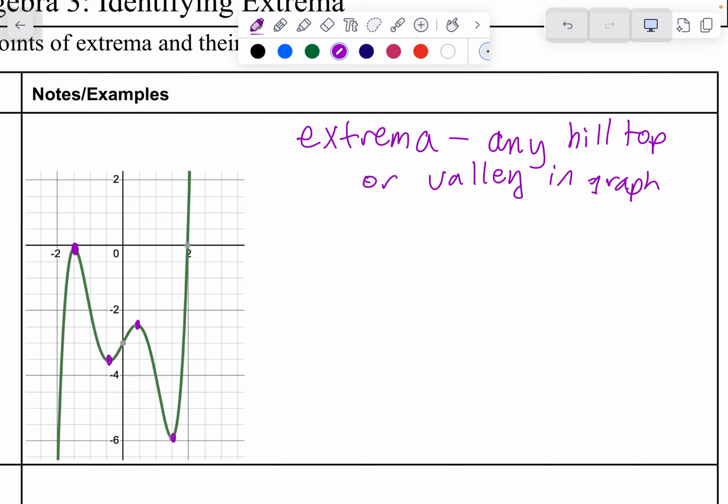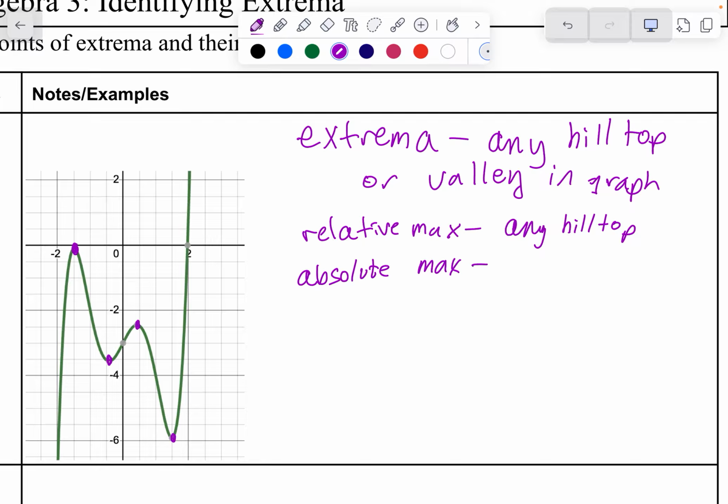Now, here's the way that we have to think about it. A relative maximum is any hilltop. An absolute maximum is the highest point of the graph. So the highest hilltop of the graph, or the highest point of the graph. Okay, so a relative max is any hilltop. An absolute max is the highest point of the graph.